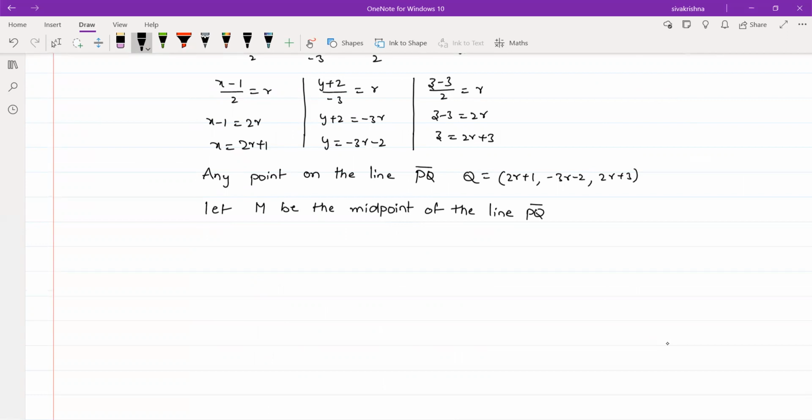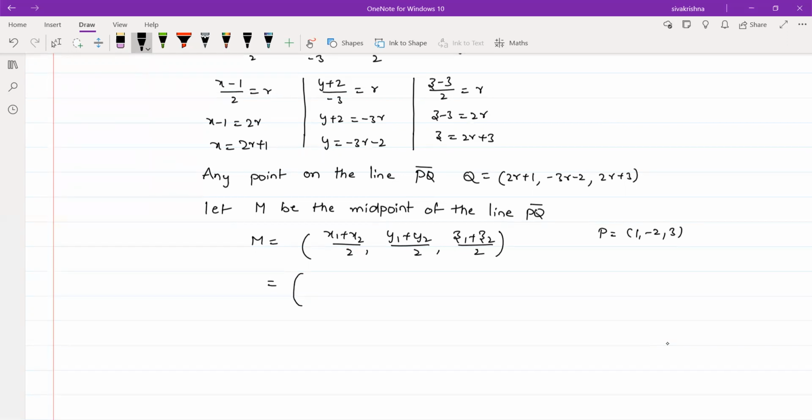It means we can write the formula for the midpoint. So M is equal to x1 plus x2 by 2, comma y1 plus y2 by 2, comma z1 plus z2 by 2. Okay, so this is the formula to find the midpoint, so we can find M by using this formula. Here x1 y1 z1 is nothing but P, and x2 y2 z2 is nothing but Q. So once again, P is nothing but 1 comma minus 2 comma 3, and Q is this point. So now we have to substitute those two values in this formula.